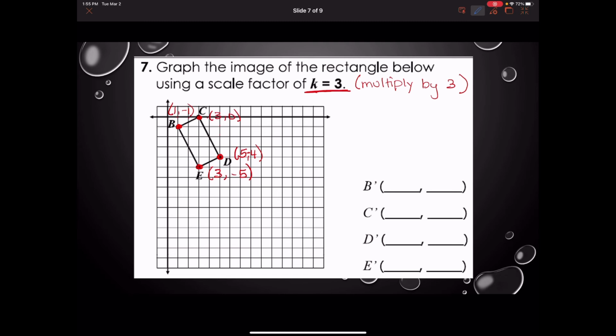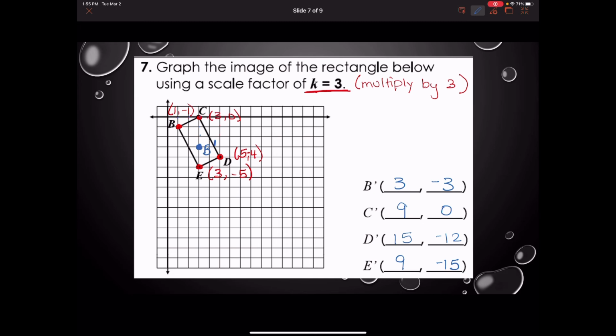So this becomes 3, -3. Be careful here. C prime becomes 9, 0. It stays that way. D becomes 15, -12. And E becomes 9, -15. So let's go do our points now. So I'm going to go over 1, 2, 3, down 1, 2, 3. So my B prime is actually sitting here.